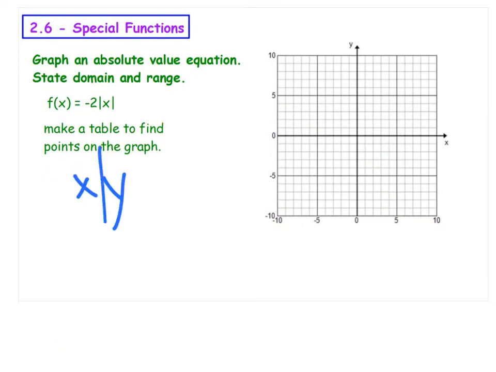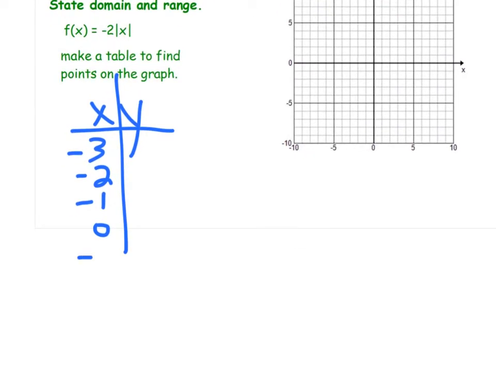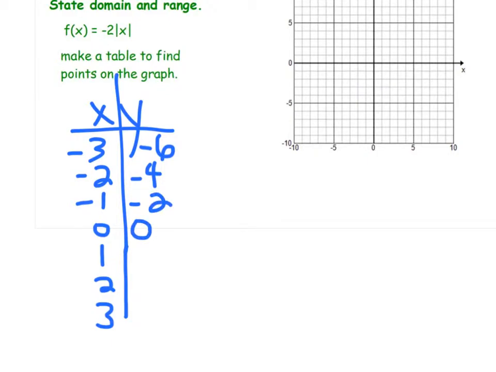Here's another absolute value that has a little different twist on it. You're multiplying negative 2 by the absolute value. So again, I'm going to do negative 3 to 3. The absolute value of negative 3 is positive 3 times negative 2 is negative 6. Plug in negative 2. Negative 2 absolute value is 2. 2 times negative 2 is negative 4. Plug in negative 1, it's positive 1 times negative 2 is negative 2. 0 would be 0. 1 would be negative 2 again. Negative 4, negative 6 is going to follow that pattern.